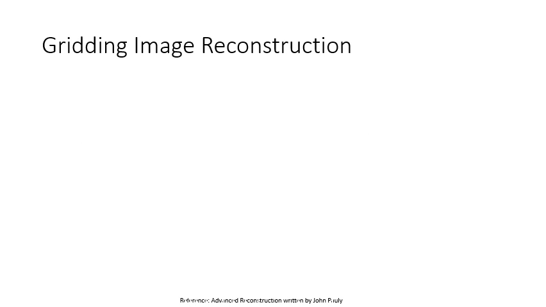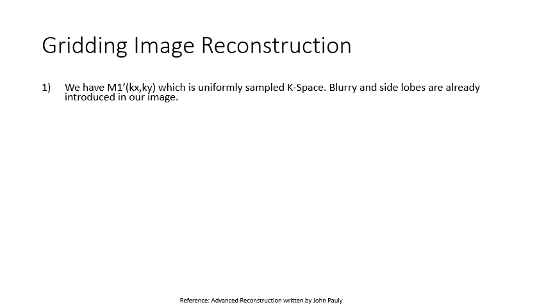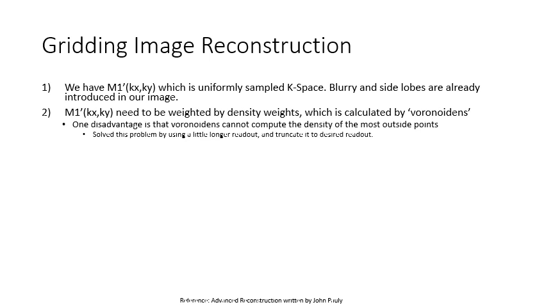The final step is to do the gridding image reconstruction on this nonuniformly sampled k-space data. Initially, I have the M1 knots of Kx and Ky, which are then uniformly sampled in k-space. The blurring and side lobes in the image domain are introduced because of nonuniform sampling. Secondly, I use the Voronoi diagram to calculate the density weights and weight the M1 knots, because for spiral, the sampling density is changing from the center to the outer.